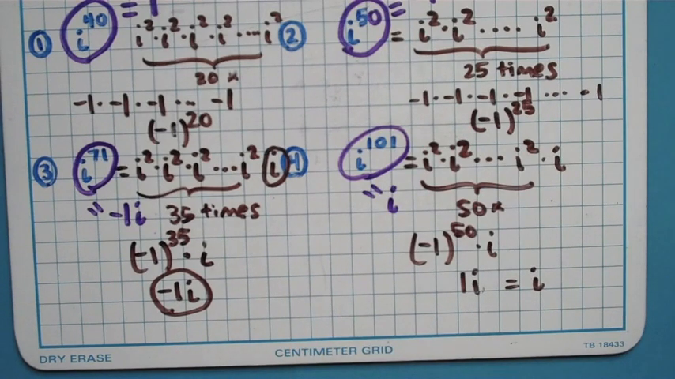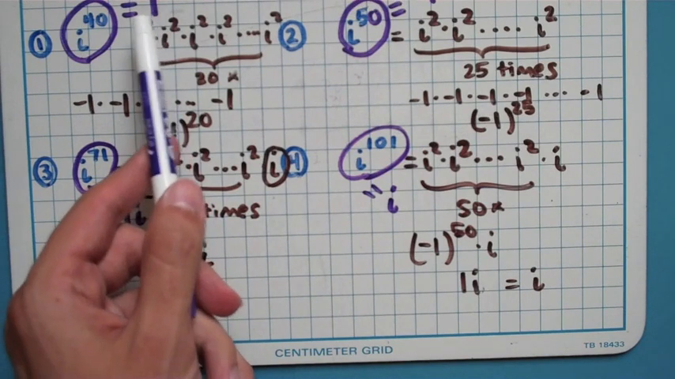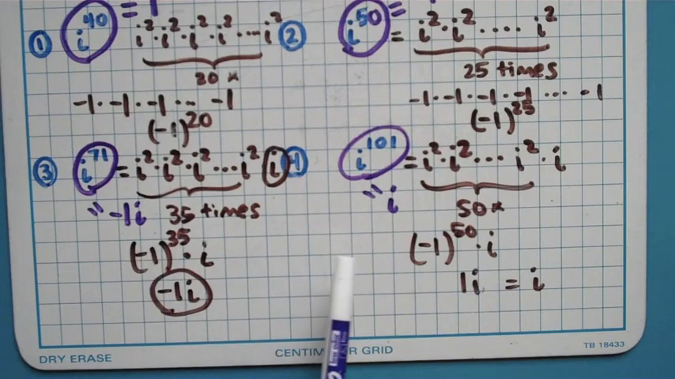So if you take i and you raise it to a really big power, these 4 problems are the only possibilities. You can either get 1, -1, -1i, or just i. And it's just a matter of writing out a bunch of i squareds to see which one you'll end up with.